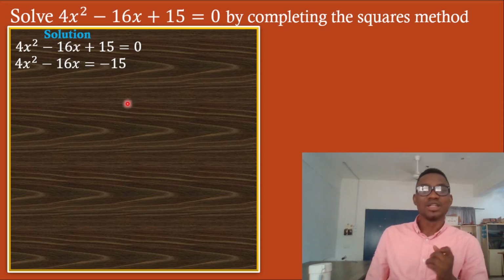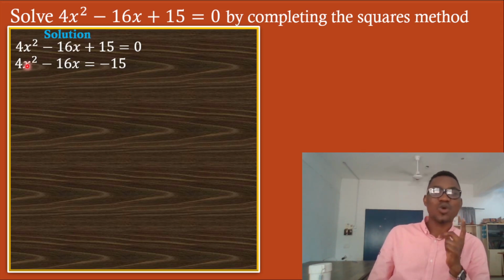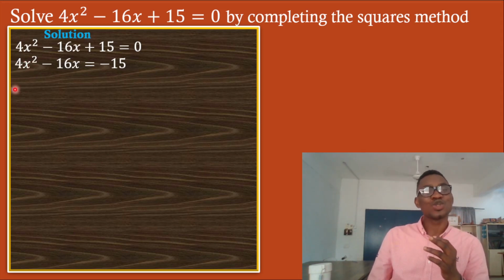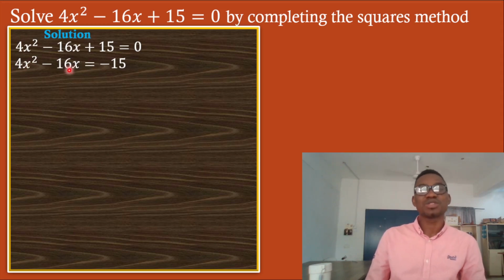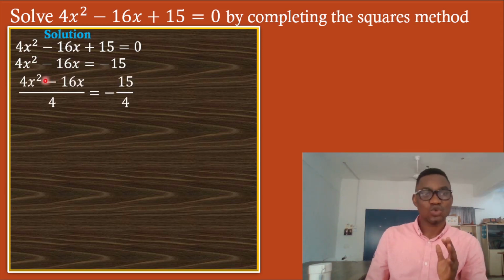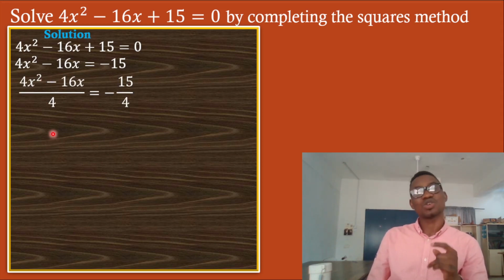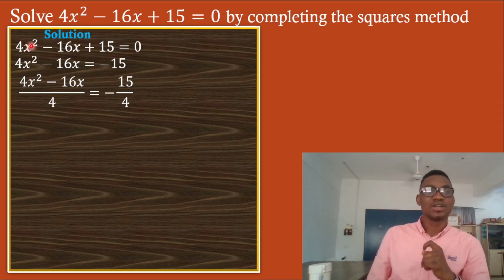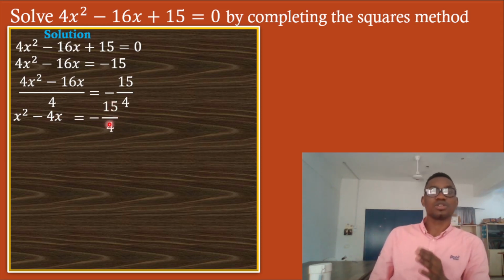So what's the next step? The next step is to make the coefficient of x squared 1. We can't just continue with this 4 as the coefficient of x squared. So we just have to divide both sides of the equation by 4 so that the coefficient of x squared will become what? 1. So that's our second step. Always observe this step whenever the coefficient of x squared is not 1. So if we do that, we'll have x squared minus 4x equal to minus 15 over 4.